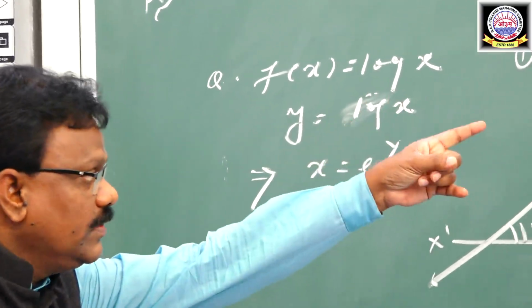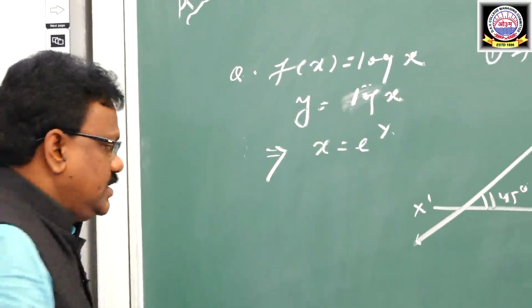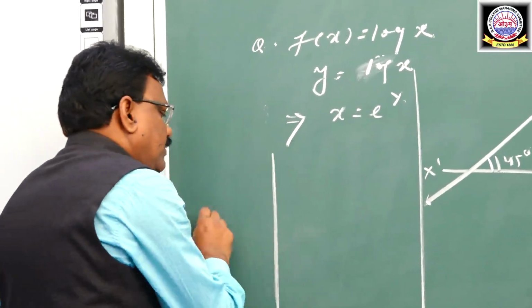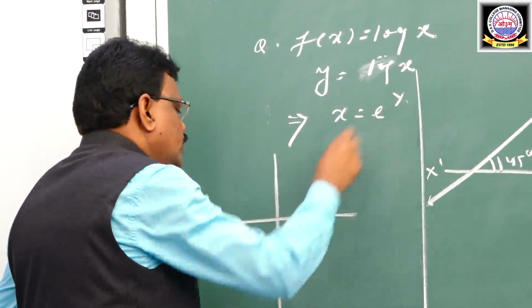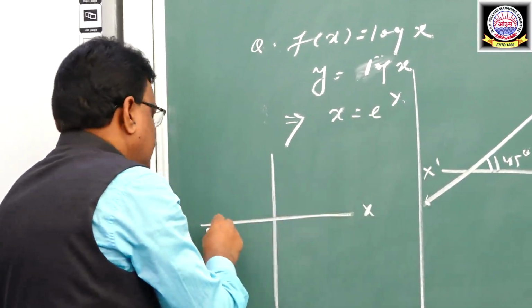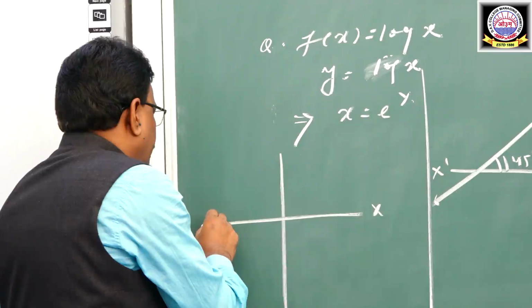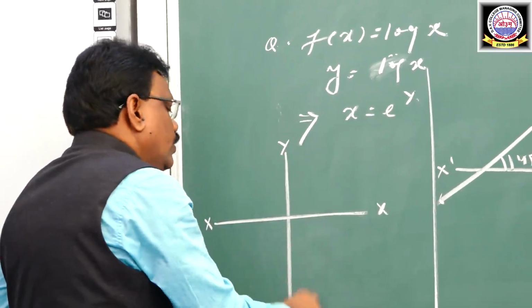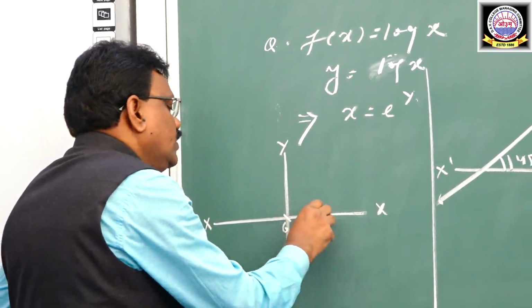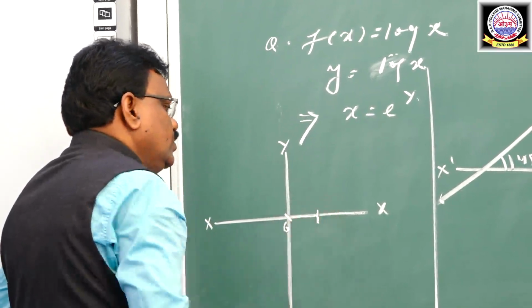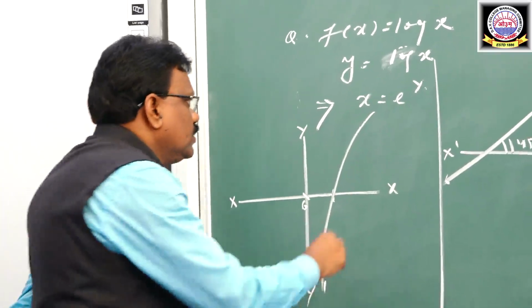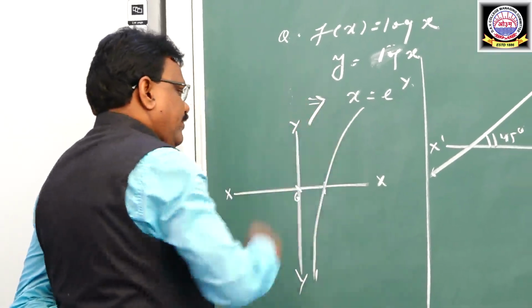Just the reverse of this function, y is equal to e to the power x. And if you draw the graph of this one, because if you put y is equal to 0, then x is coming 1. So, it will pass through the point (1, 0). So, the graph will look like this. So, it is the y is equal to log x graph.